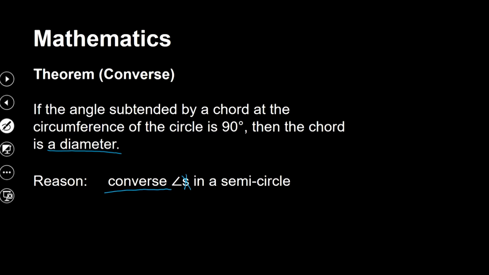Don't really say angles because then it makes it seem like there's a lot of them, though it's normally 2 on opposite sides of the circumference. But for now, we're looking at just 1.